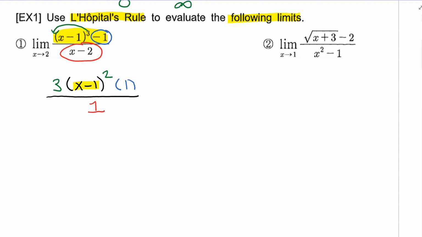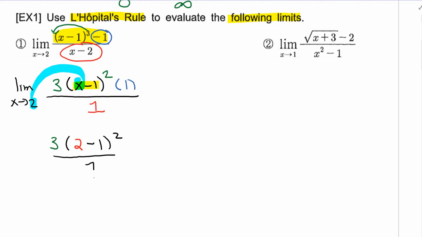Alright, so now you've taken the derivative of the numerator and the derivative of the denominator. After that, you can now do a direct substitution step where all the x values now get replaced with 2, and that would give you a result of 3 times (2 minus 1) squared all over 1. Sorry, the pen's not working here, and that would give me a result of 3 times 1 divided by 1, and that answer there will simply be 3. So my answer for question number 1 is 3.